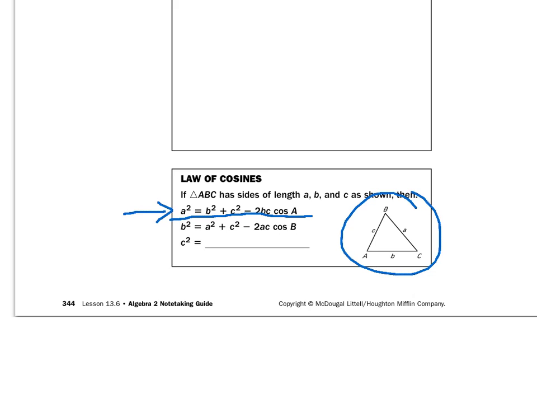A squared equals b squared plus c squared minus 2bc times the cosine of A. B squared equals a squared plus c squared minus 2ac times the cosine of B. Or c squared equals a squared plus b squared minus 2ab times the cosine of C.